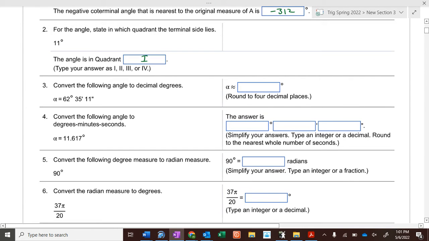Convert this to decimal degrees. Okay, going back to decimal. You divide, not multiply, divide by 60. So take 11 divided by 60. Somebody calculator, please. So it's 62 degrees, 35.18. Give me a couple more. 3. And then take that part divided by 60, and you get 62 point, round to 4 decimal places.